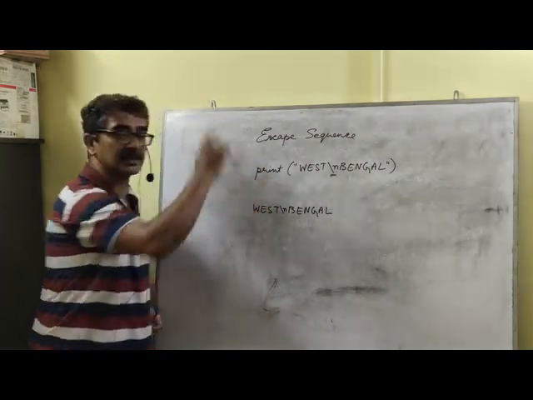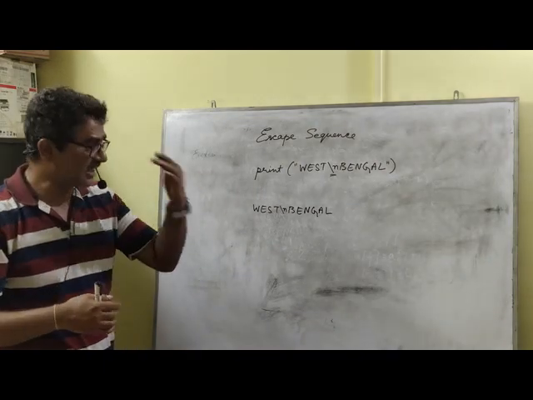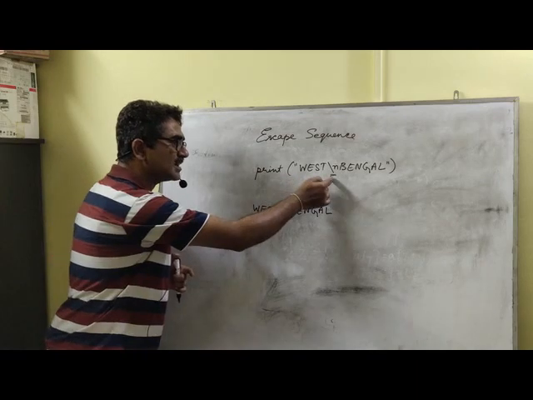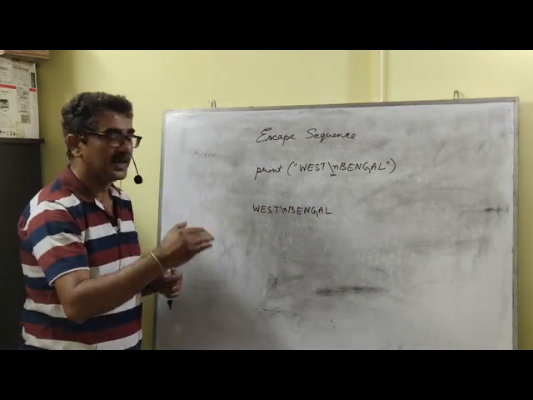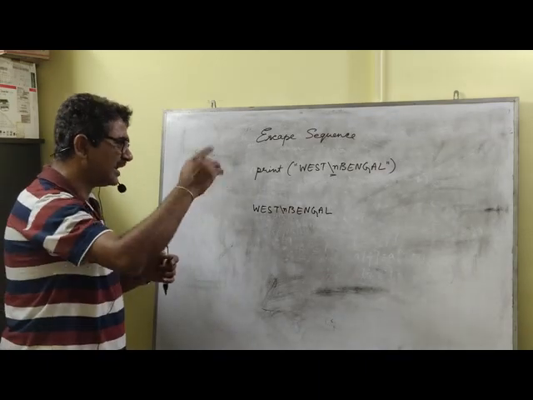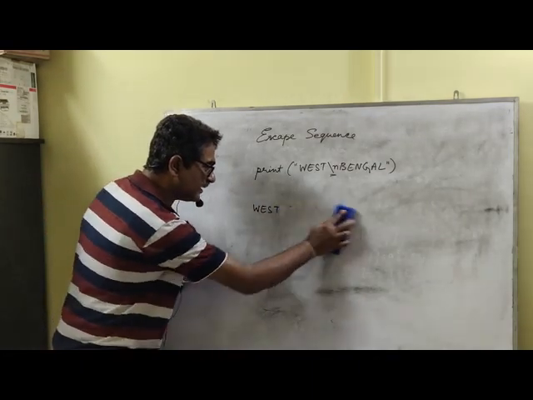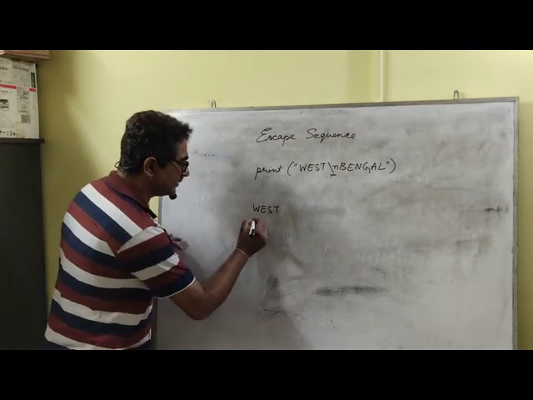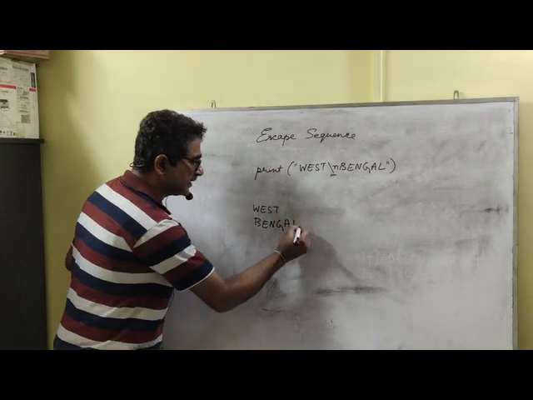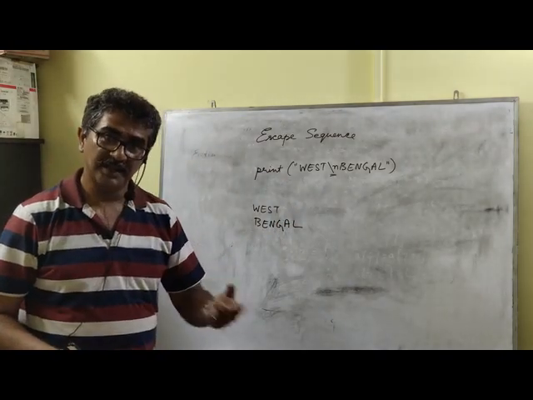This is called an escape sequence. It will escape the normal sequence of displaying a character and do something else. In this case, what is that something else? \n means it's going to display the text after it, or the data after it, in the next line. So instead of displaying \n, it's going to display Bengal in the next line. I believe you can understand what is the use of \n.